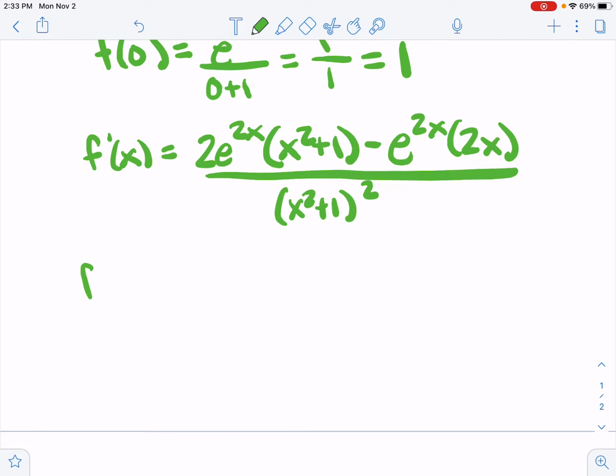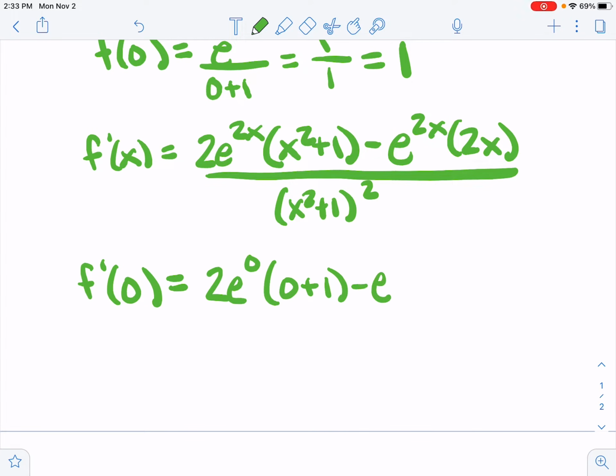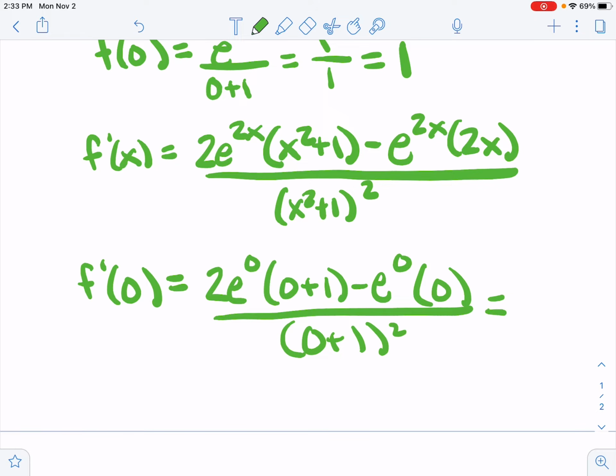In this case, all we care about is f prime at 0. So we just need to evaluate that at 0. We have 2e to the 0 times 0 plus 1, minus e to the 0 times 0, over 0 plus 1 squared. So that is 2 times 1 minus 0 over 1, so that's a 2.